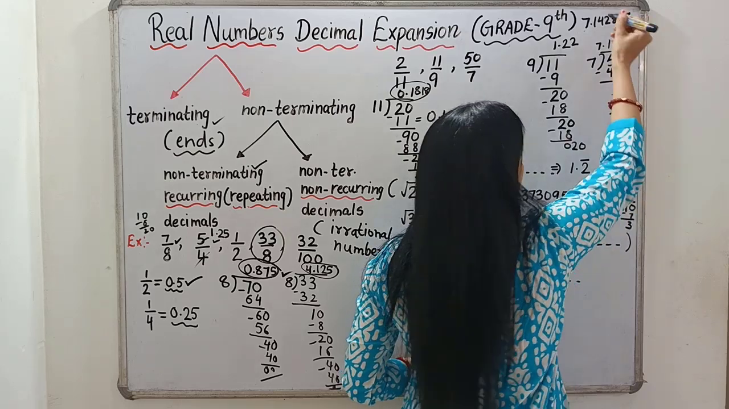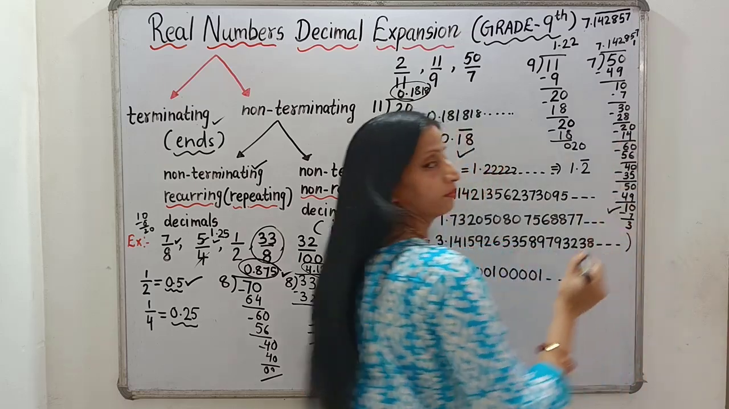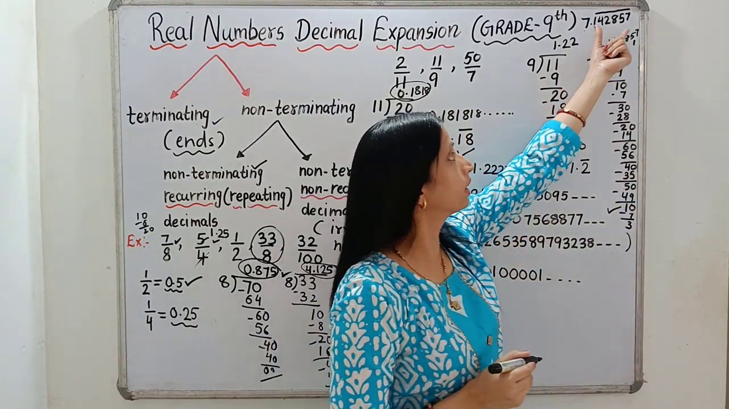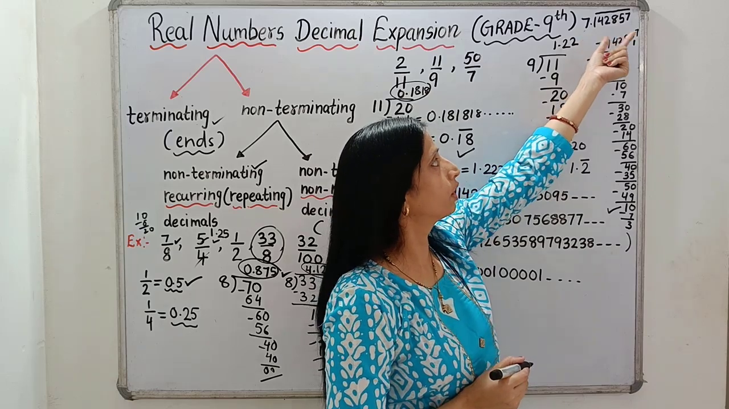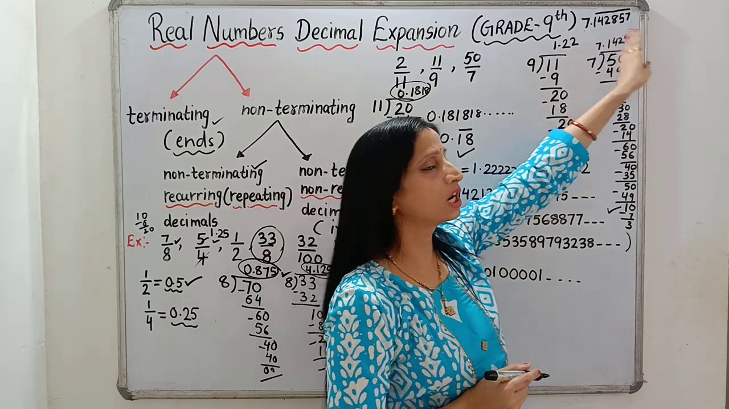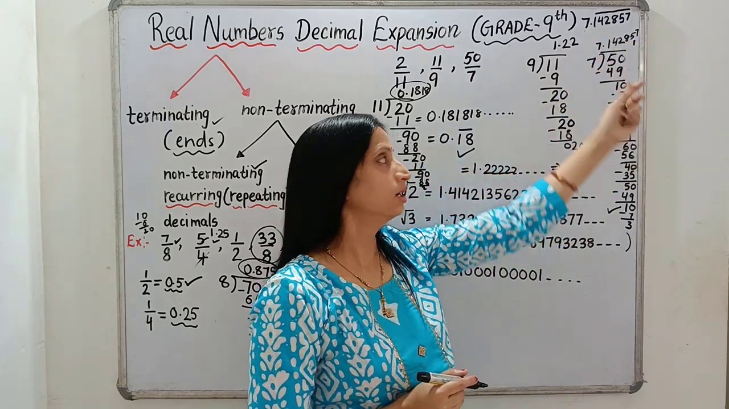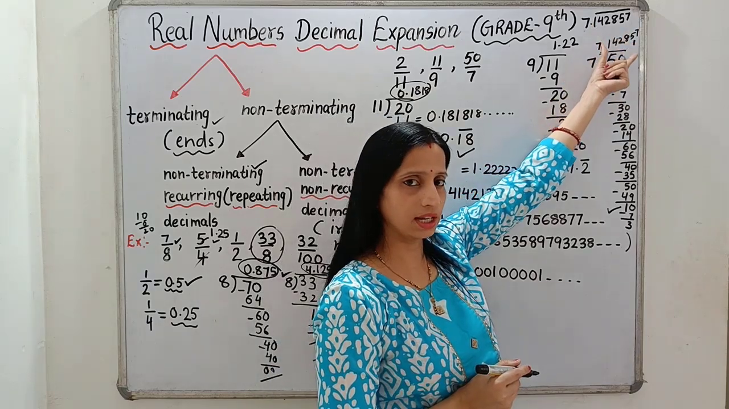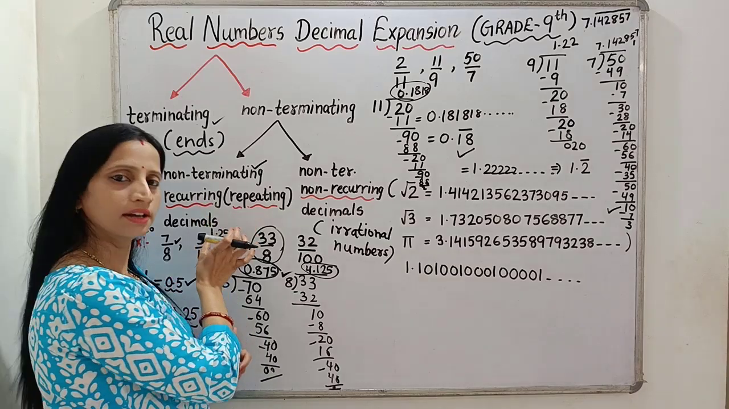7.142857. This means these digits are getting repeated, so we put the bar over all these digits. In this case, it will be 7.142857 bar, or 7.142857, again 142857 and so on. So it is again a non-terminating but recurring decimal number.